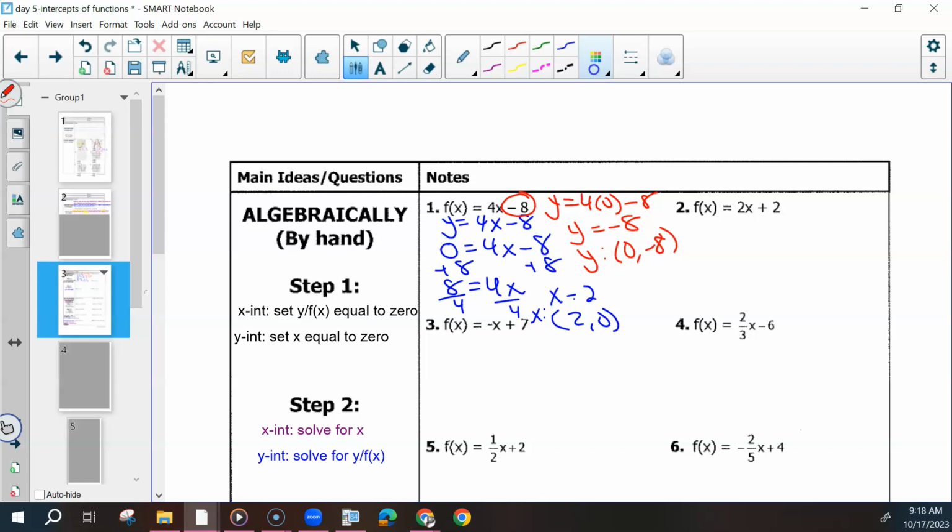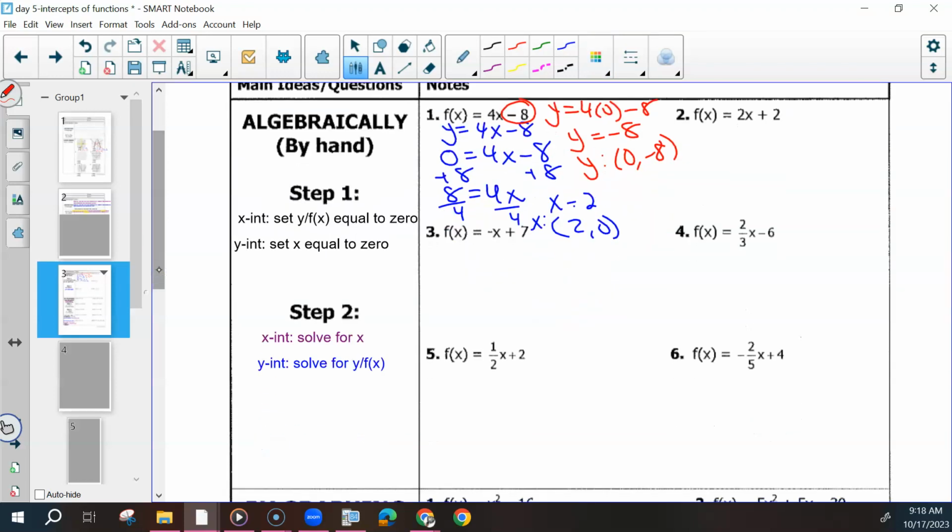Alright, we're going to try another one of these and then any others you guys want to try. So for number 4, let's start with the y-intercept this time. What would that be? Plus 6. Not plus. This is minus. This is opposite of what you said. Negative 6.